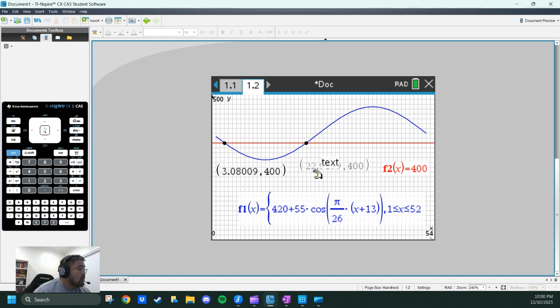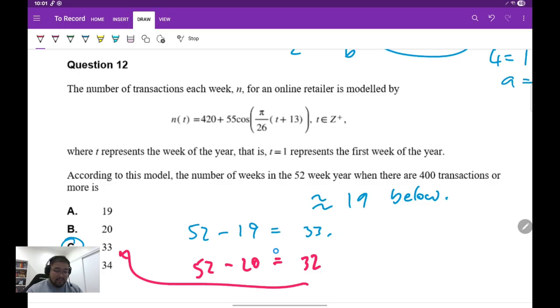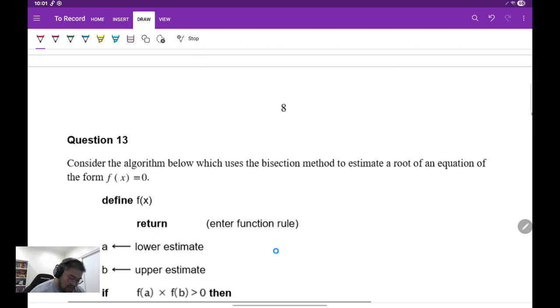Let's try 23. What's 23 minus 3? That's 20. So there's 20 weeks where it's above. So we could even go 52 minus 20, and that's going to be 32. Well, that's still going to be the correct answer because that's the closest response in this case. So question 12 is C.